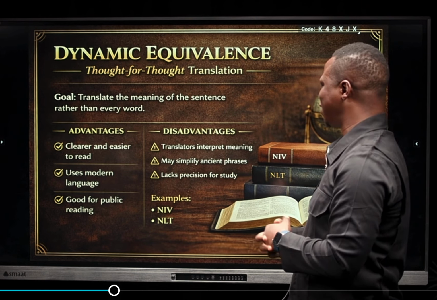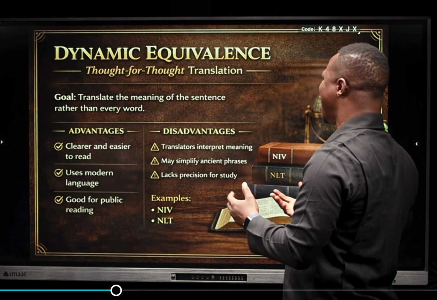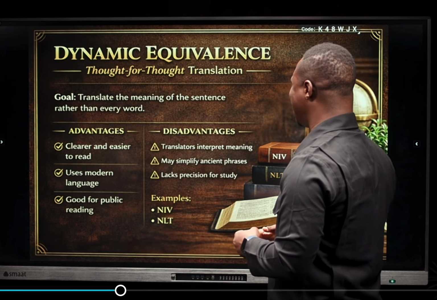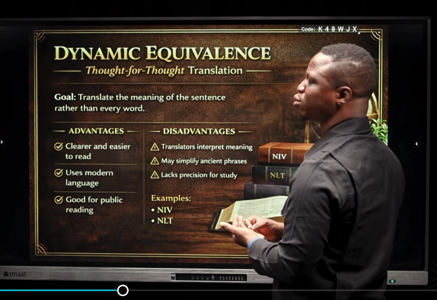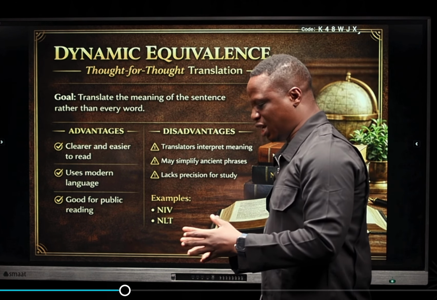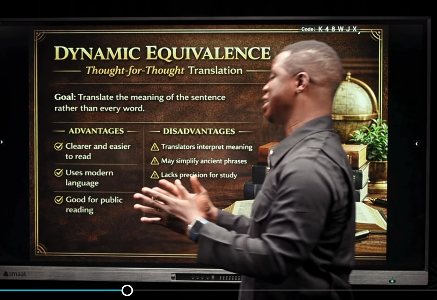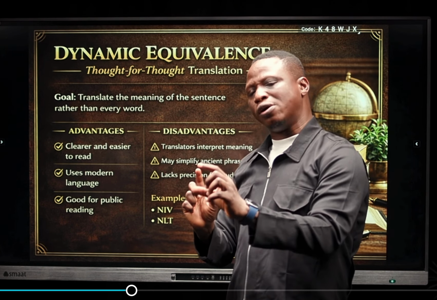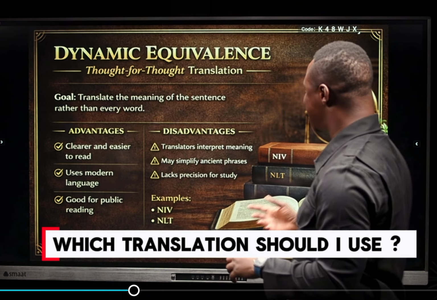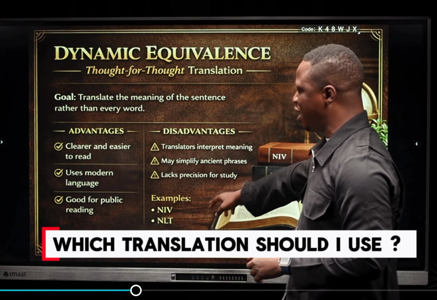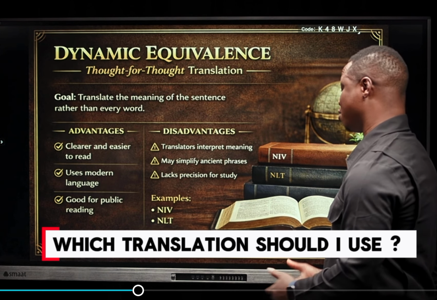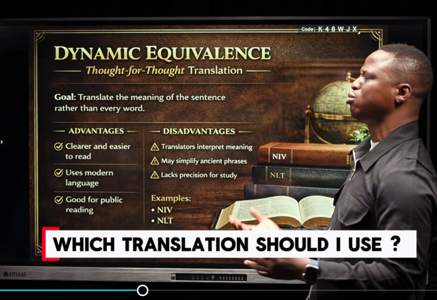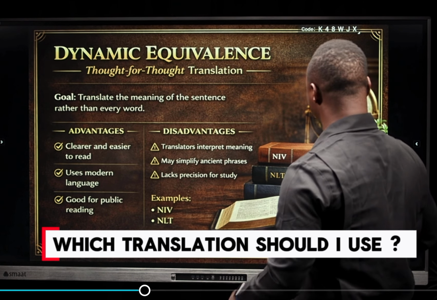And then another disadvantage is that they may simplify ancient phrases. You understand? And then there is lack of precision when you come to study, because now we are not dealing with words, we are dealing with sentences. And for me as a Bible scholar, I look more closely to words than sentences. Examples of these are the NIV and the NLT, and perhaps around the world today, these are the Bible translations that are most used in churches and in Christian gatherings.